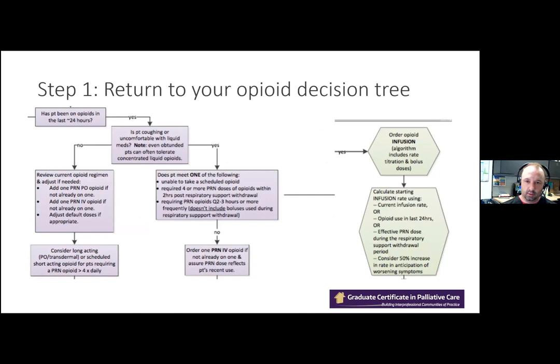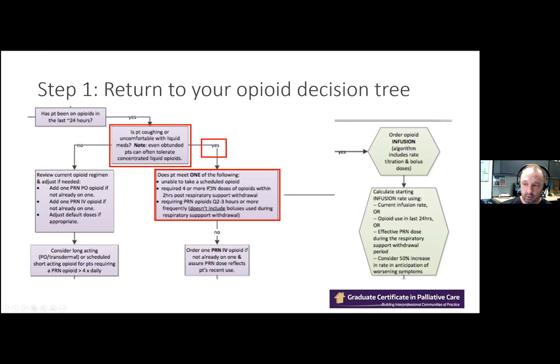So I want you to pull out your opioid decision tree again. Let's return to that. And let's think about Ms. Charlotte now. So we're back at, has the patient been on opioids in the last 24 hours? The answer is yes. And is she coughing or uncomfortable with liquid meds? And the answer is yes.